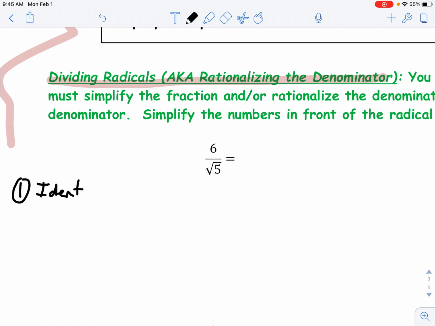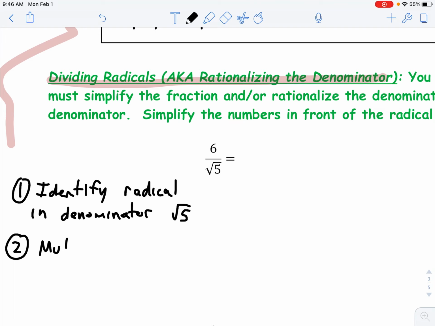So step 1 is going to be identify. Step 1's really easy. Identify the radical in the denominator. All right, so we're identifying the radical in the denominator. In this case right here, it's radical 5. We want to rationalize it. That means we want to make it a whole number.